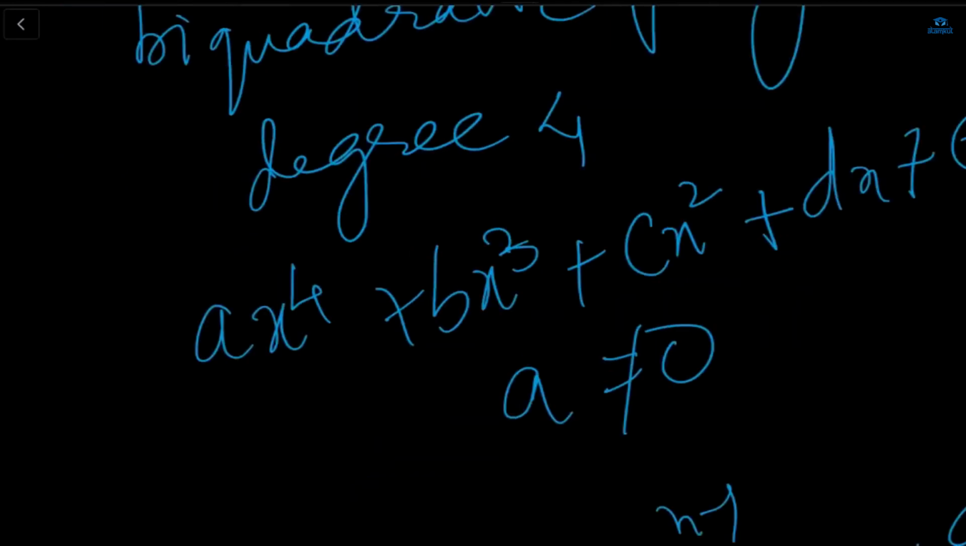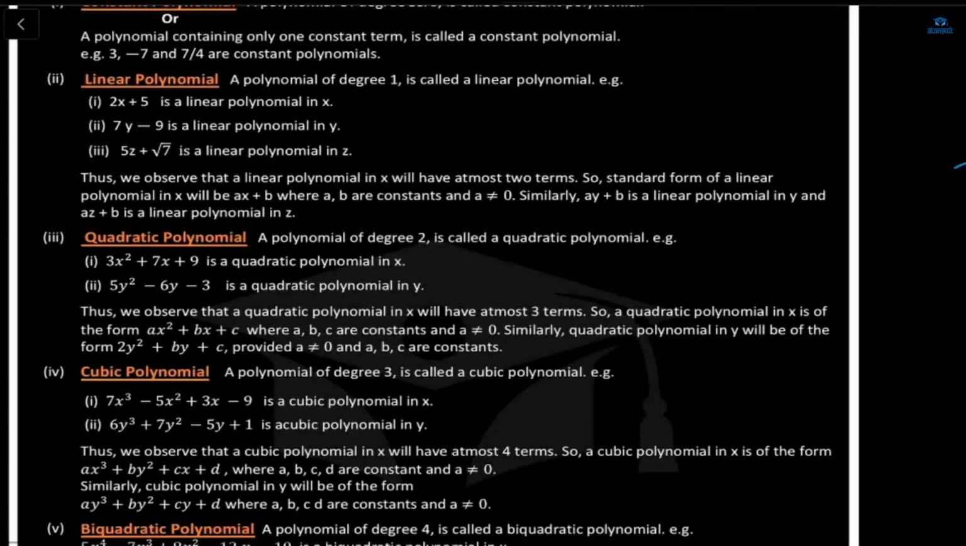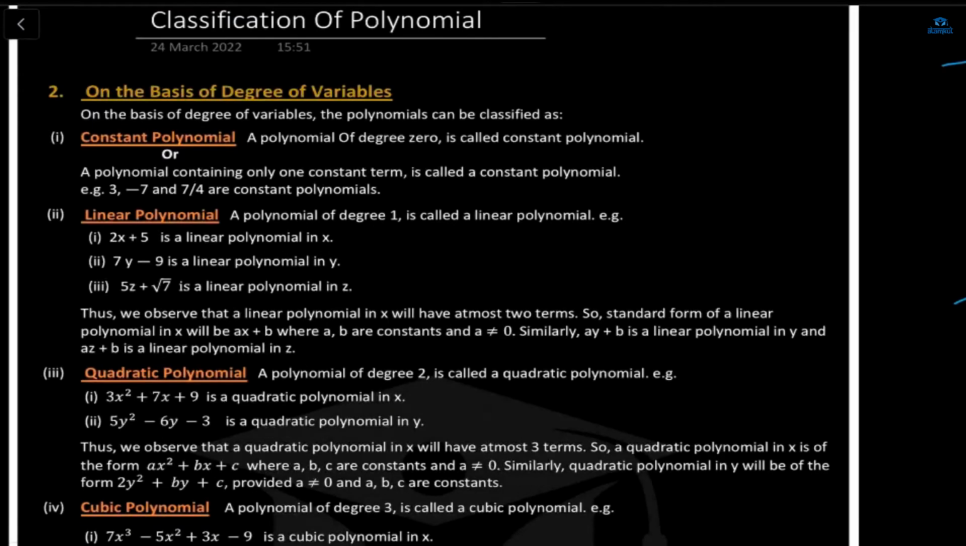Any doubt in the classification of the polynomial on the basis of the degree? Let's revise. There is a constant polynomial, like 1, 3, 5, any constant value, because with a constant value, you can relate a variable with a power of 0. The x to the power 0 is 1, and 1 multiplied by any number gives the same number. Then linear polynomial, quadratic polynomial, cubic polynomial, biquadratic polynomial, and then you have n degree polynomial and zero polynomial. Any doubt in all this?